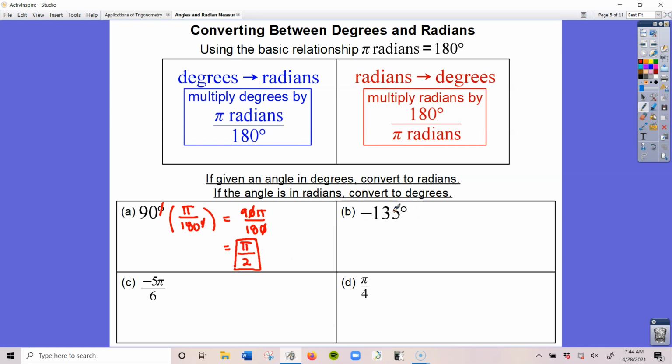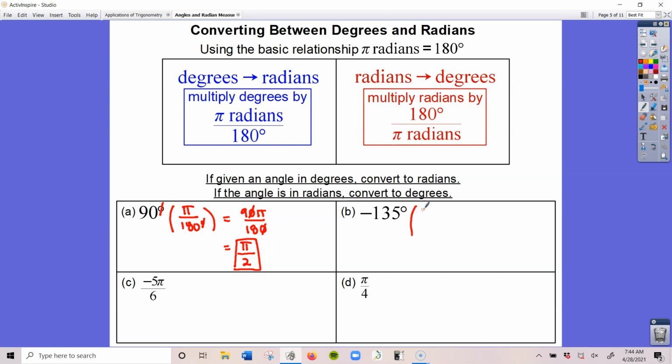Let's look at another degree measure. We have negative 135 degrees. Now the actual negative is not going to do anything to our angle. Remember that a negative angle just indicates the direction in which the angle is opening. This means that the angle is opening going down.